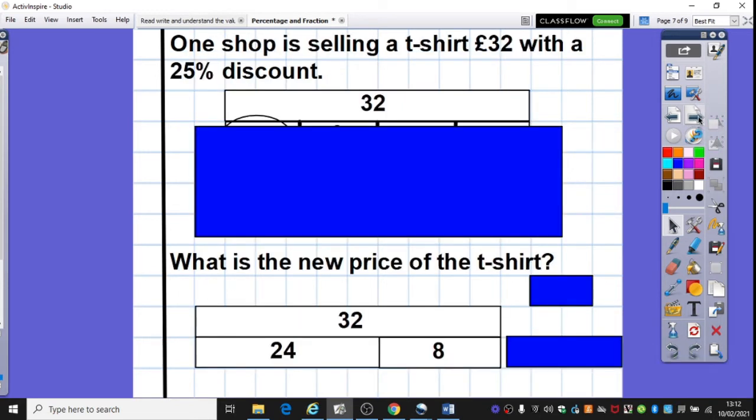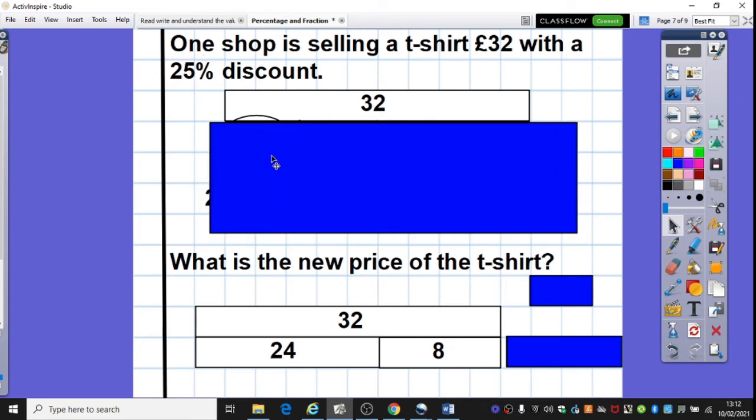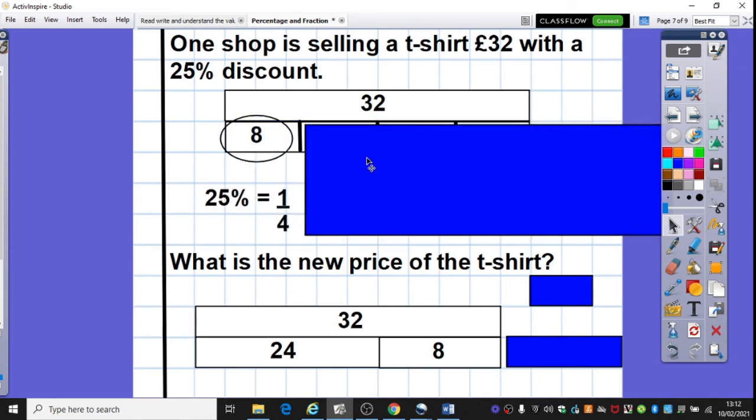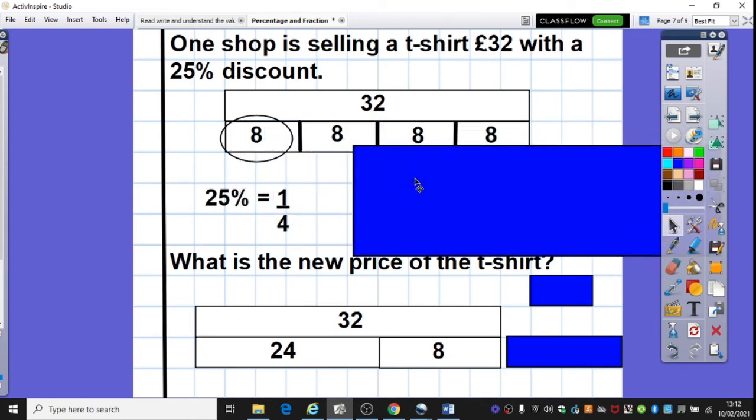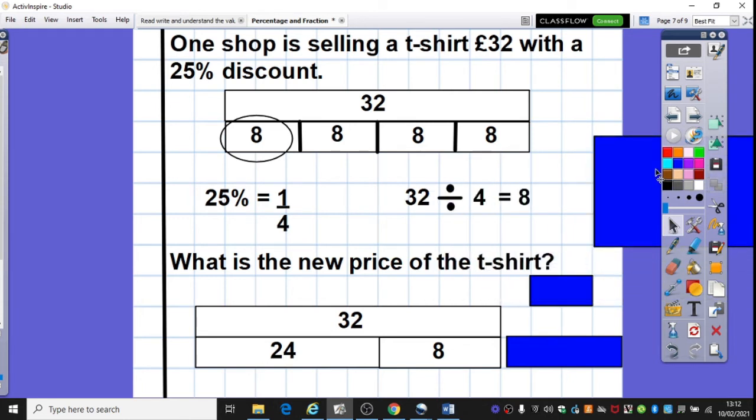Let's have a look at another one. One shop is selling a t-shirt for £32 with a 25% discount. So again, let's think about what the equivalent fraction of 25% is. It is indeed a quarter. So we're going to take our 32 and divide it by 4, which gives us 8. We're looking at 1/4, we're looking at 25%. So we're looking at £8. If the question was what is the discount, the answer would be £8 for that one.